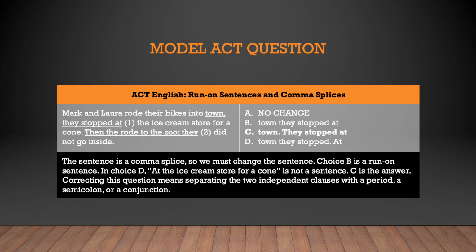Look at the model ACT question. The sentence is a comma splice, so we must change the sentence, so the answer cannot be A. Choice B is a run-on sentence. In choice D, "at the ice cream store for a cone" is not a sentence. C is the answer. Correcting this question means separating the two independent clauses with a period, a semicolon, or a conjunction.